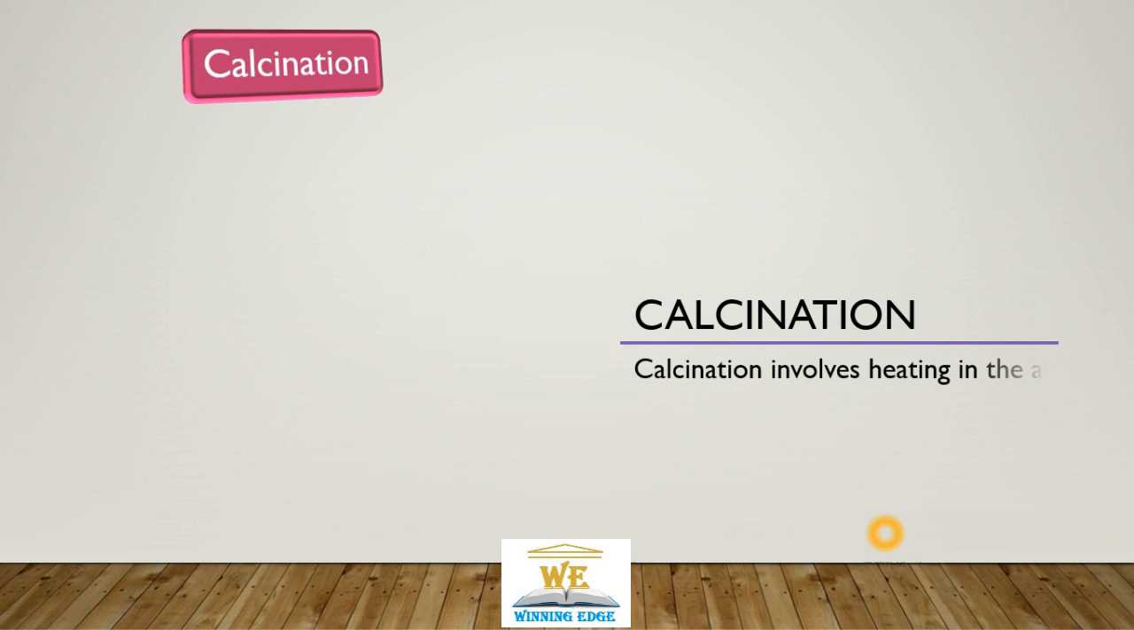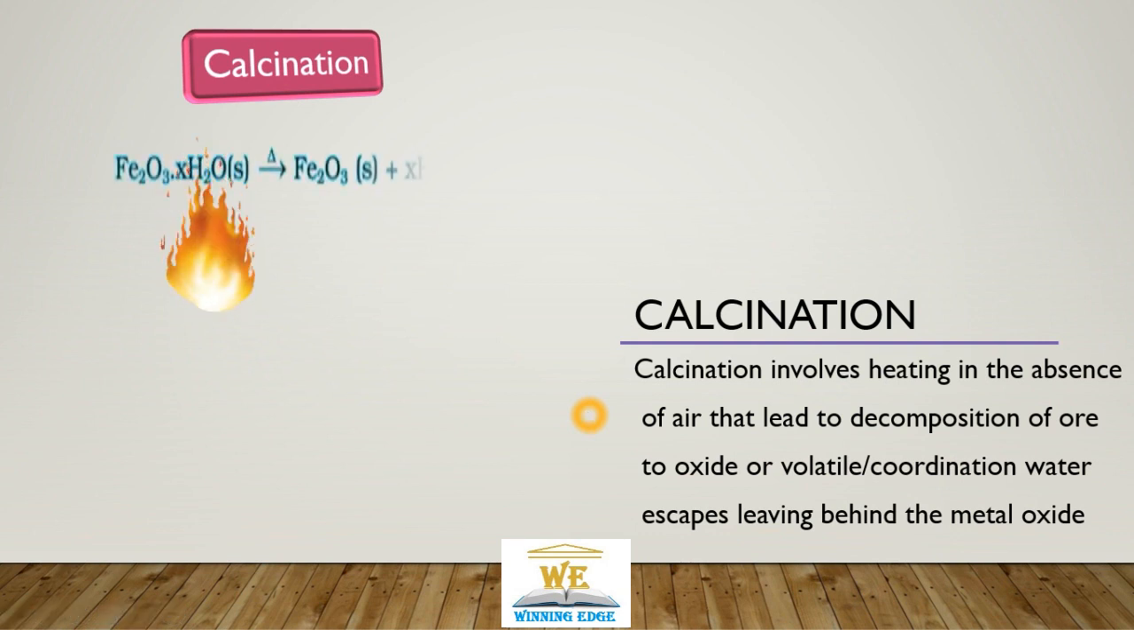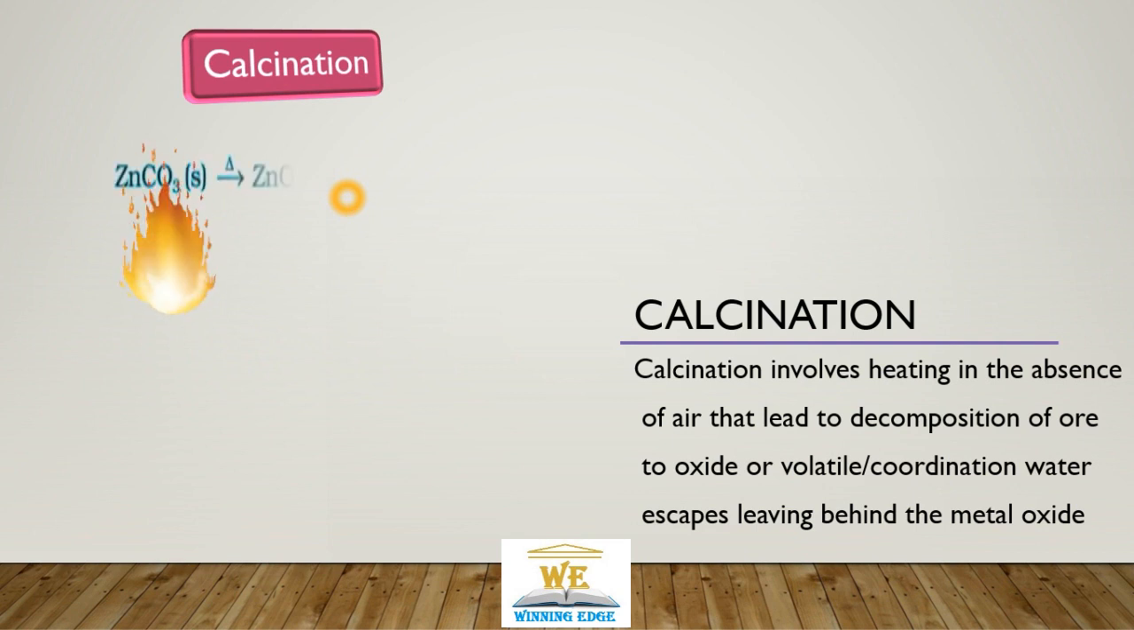Next stage is conversion into its oxides. First, calcination. Calcination means heating in the absence of air or in a lack of oxygen, the decomposition of the ore to oxide, where volatile water is lost. Like ferric hydrated oxide converts into ferric oxide. Next is zinc carbonate, which decomposes to zinc oxide. Calcium carbonate gives us calcium oxide and carbon dioxide.